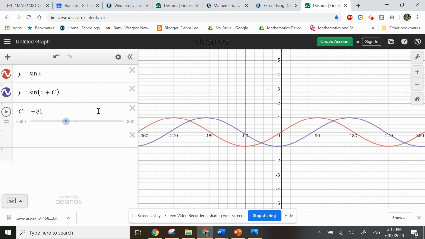So the C causes a horizontal translation or a horizontal shift. And it's always in the opposite direction to whatever the sign is in the bracket.